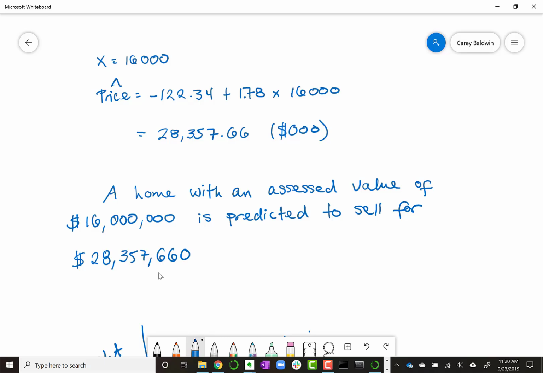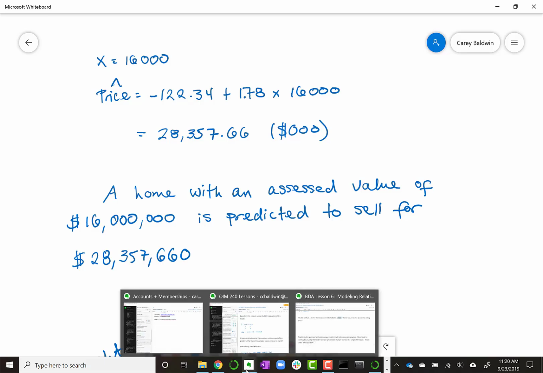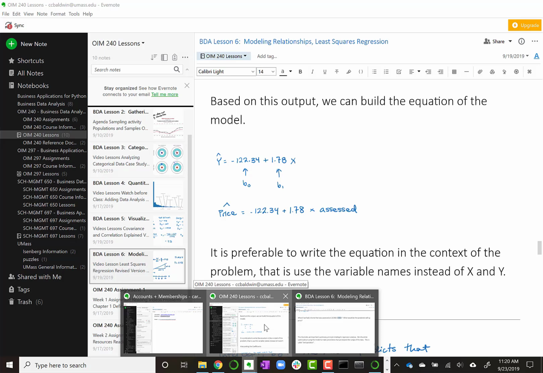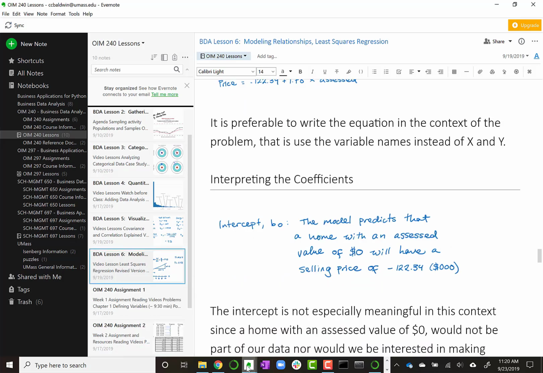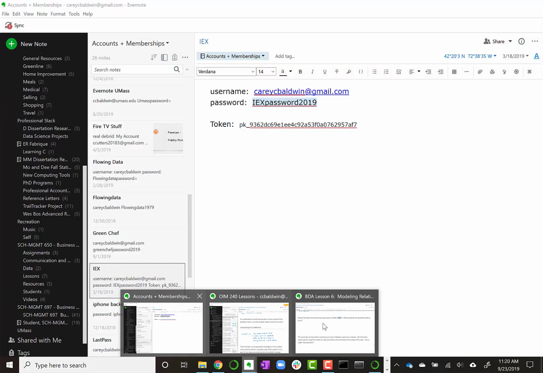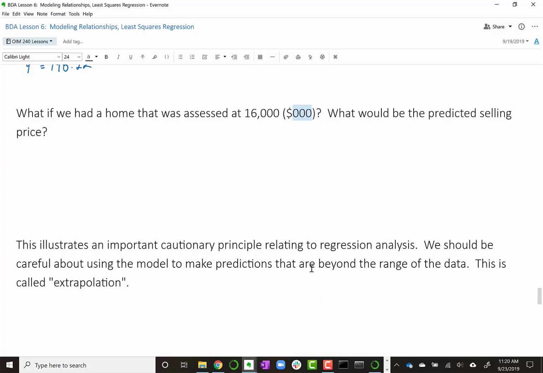Okay, so this illustrates a caution that everyone should remember when using regression models. Predicting beyond the range of data is called extrapolation, and it's a dangerous thing to do because we don't know if the model that we've built based on the data extends all the way to these high values that I'm trying to make predictions for. So making predictions far beyond the range of the data is called extrapolation, and it's something we shouldn't do.